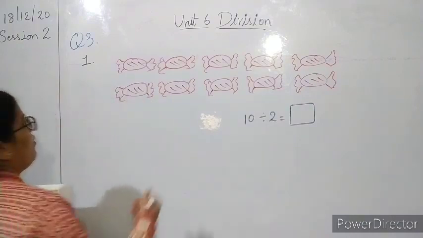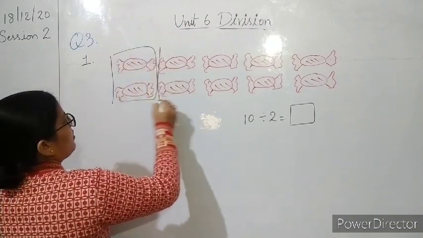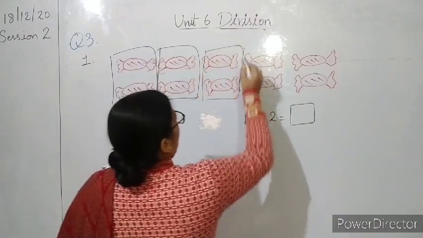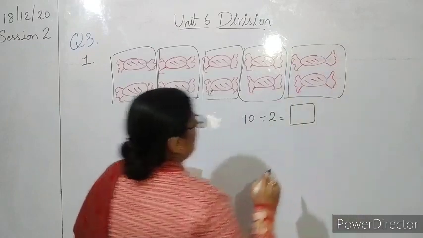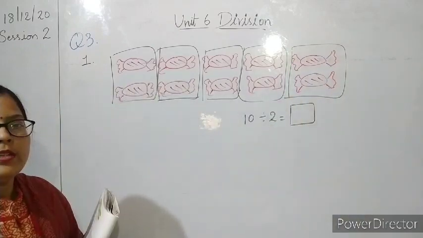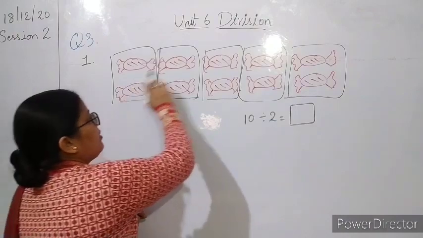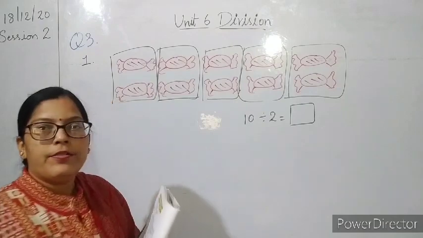So, making groups of 2 is already done in your book. We are making groups of 2. We are distributing these toffees among 2 children. How many groups are made? 1, 2, 3, 4 and 5. There are 5 groups.